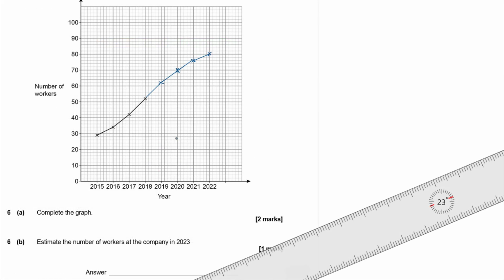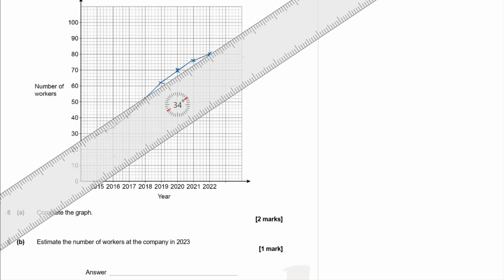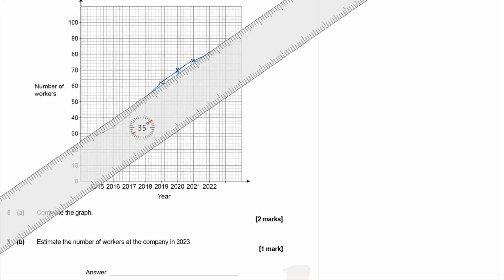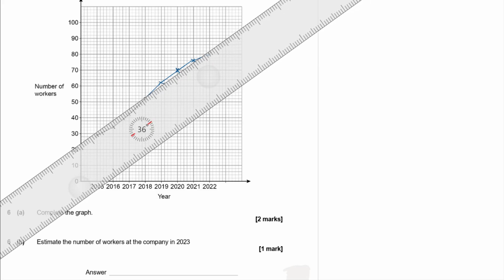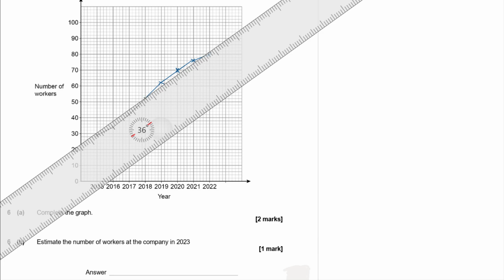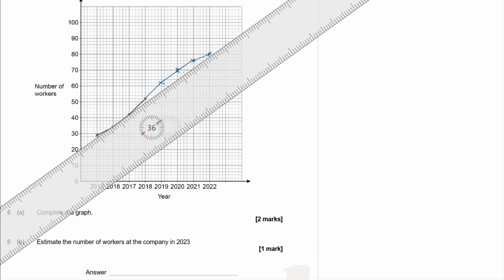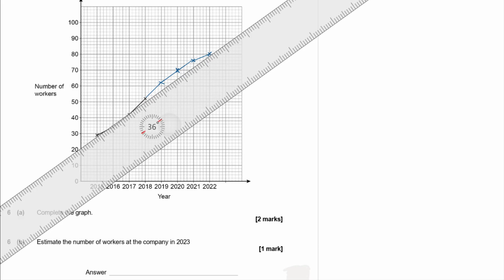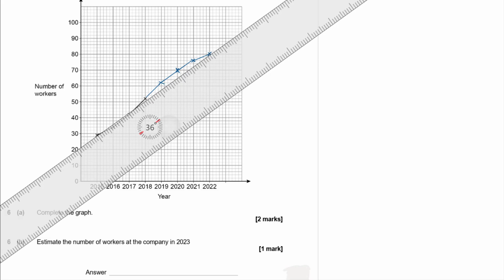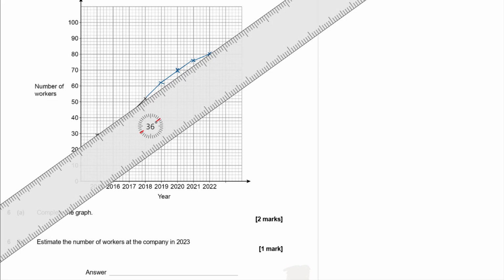Part B says estimate the number of workers in the company in 2023. Now in order to do that, I'm going to draw on a trend line going up through my data. So now you can see that the points aren't exactly straight, but it's a bit like a line of best fit. You have to kind of angle your line around as best you can to show a trend line. So I think it's going to probably continue in that sort of direction like that. So finding the general trend and then just extending my line on a little bit.